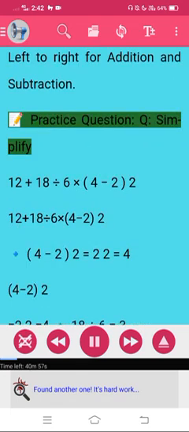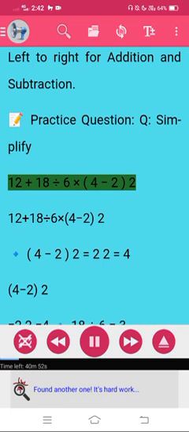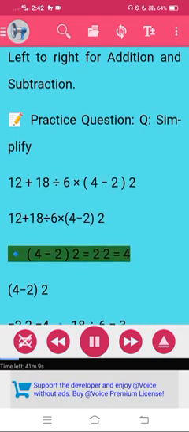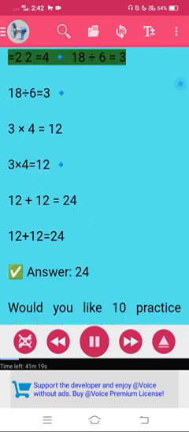Practice question. Simplify: 12 plus 18 divided by 6 times 4 minus 2 squared. First, 4 minus 2 squared: 2 squared equals 4.